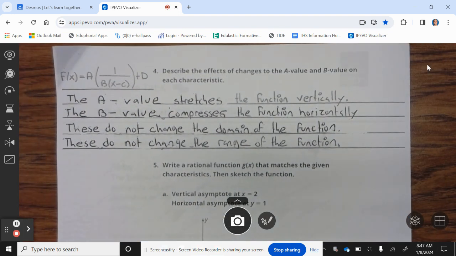Describe the effects of changes to the a value and b value on each characteristic when f of x equals a, parentheses 1 divided by b, parentheses x minus c plus d. The a value stretches the function vertically. The b value compresses the function horizontally. These do not change the domain of the function. These do not change the range of the function.